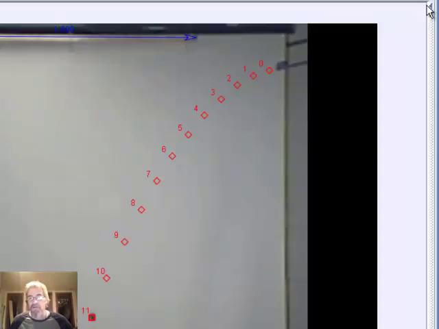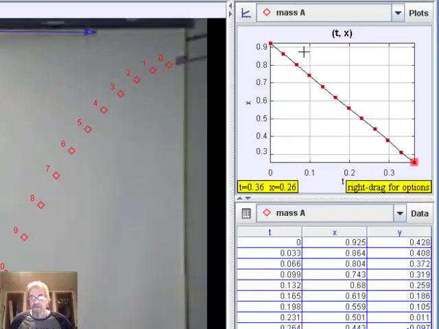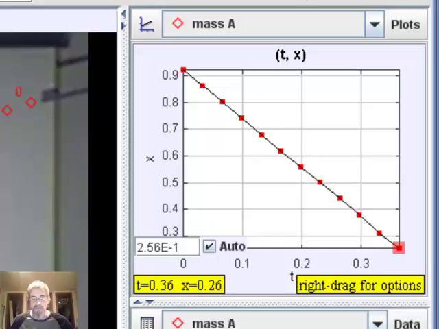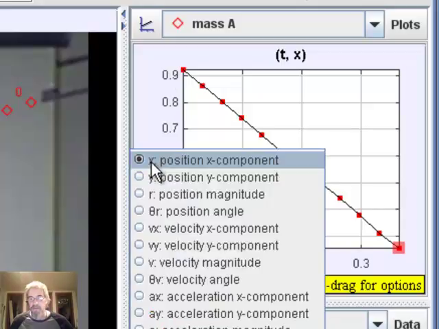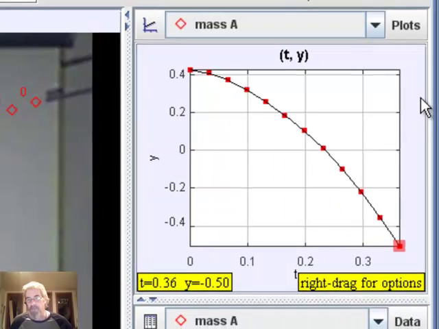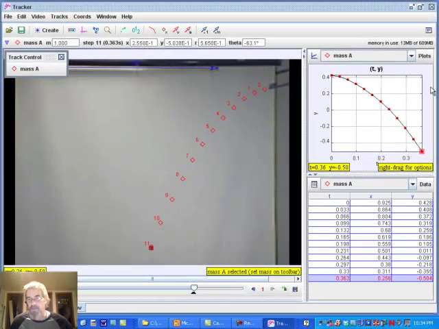Over here I've got a graph of time versus x, or distance in the horizontal direction. You can see that it's pretty much a straight line. Here's another thing that I can graph. This is y versus time. Well, that doesn't look like a straight line at all. In fact, it looks a little parabolic. Let's analyze both of these.